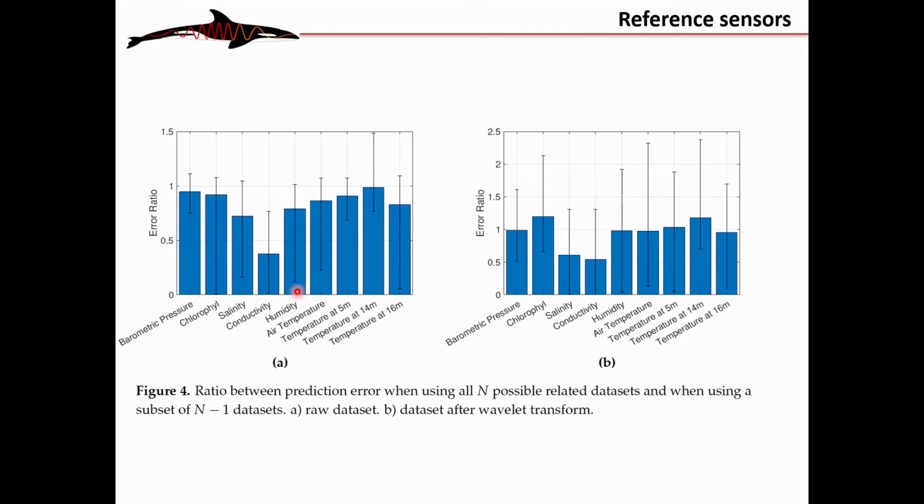On the left side, we see the results for the raw data, and on the right side, the results for a wavelet transform of the data, which is a way of marking transients that can happen. Also here, the salinity and the conductivity are shown to be very, very related to the data itself.